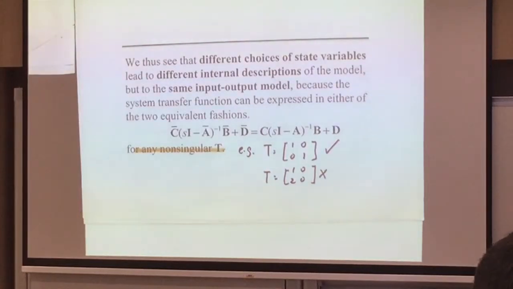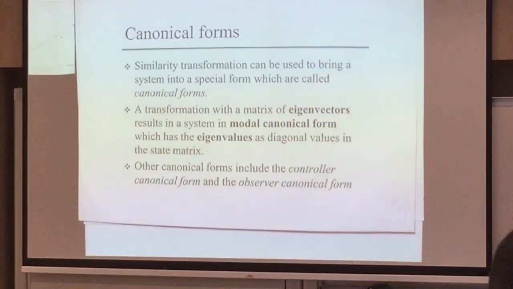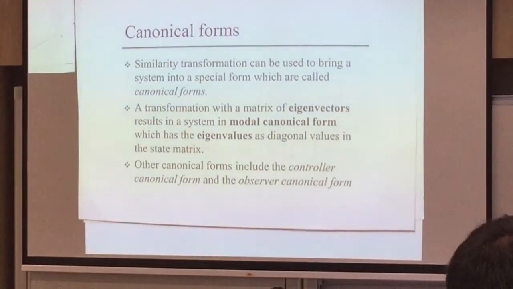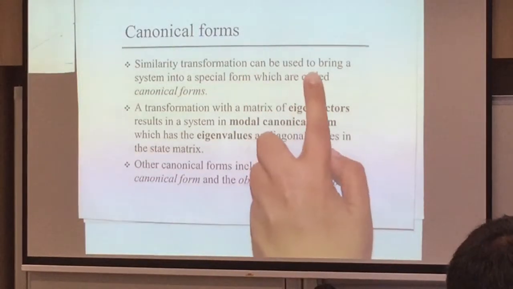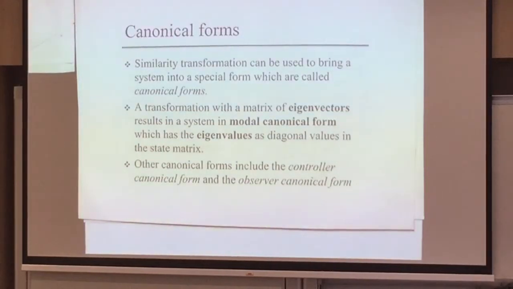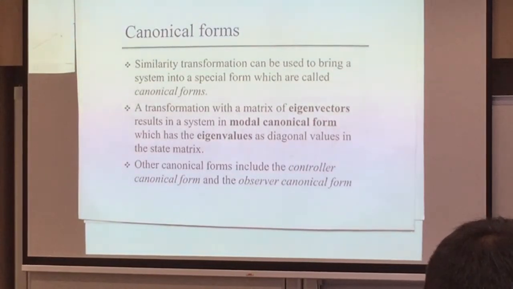So if you understand similarity transformation, we can describe a state space model in many different forms. Similarity transformation T can be used to bring a system to a special form, which is called a canonical form. And the transformation with a matrix of eigenvectors results in a certain canonical form, which has the eigenvalues on the diagonal of the matrix.